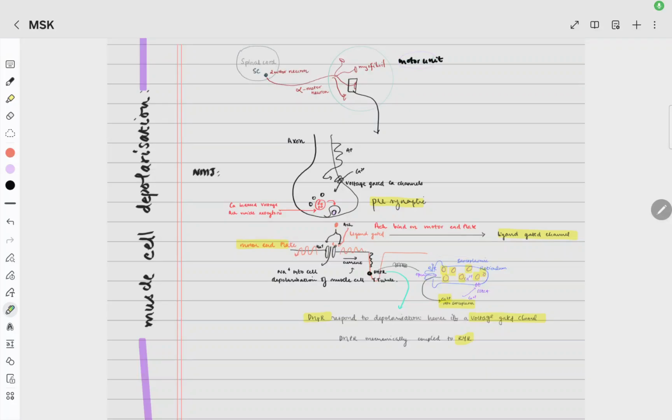Today we'll be talking about muscle cell depolarization. In case of muscle cell depolarization, what really happens is it all starts from the spinal cord. The ventral portion of the spinal cord has alpha motor neurons. These alpha motor neurons carry signal to the myofibrils.